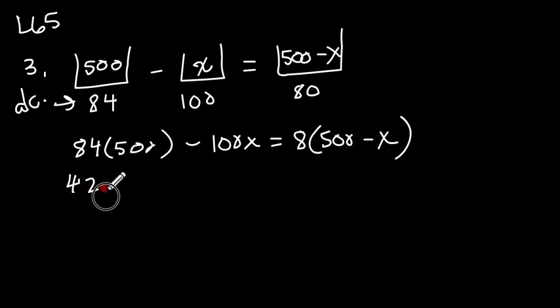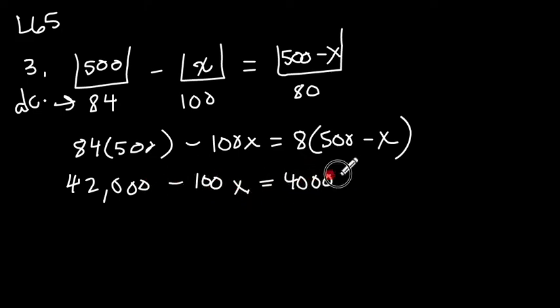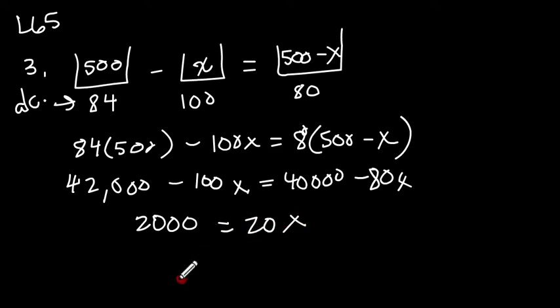I'll finish this one for you. 42,000 minus 100X equals 40,000 minus 80X. Oops, this should have been an 80. So we're going to get 2,000 equals 20X, and we're going to get X equals 100 milliliters. That's it. So bucket problem with one variable.